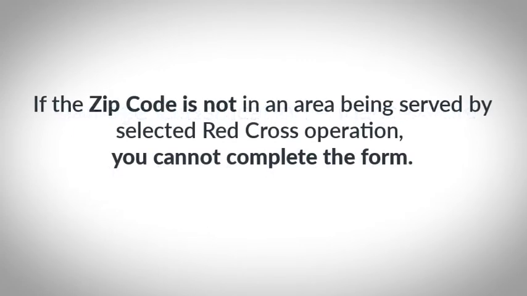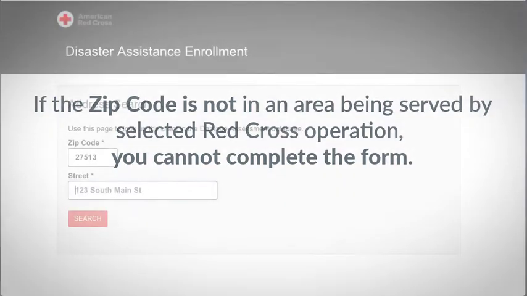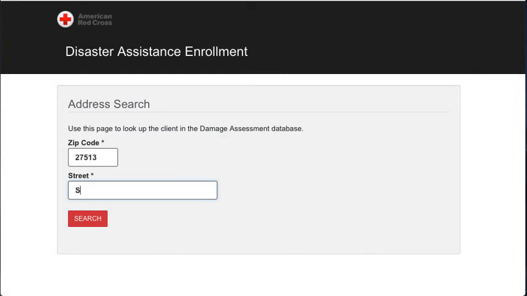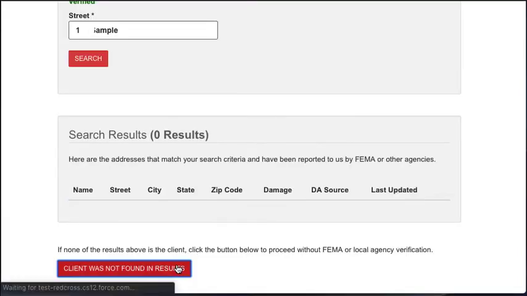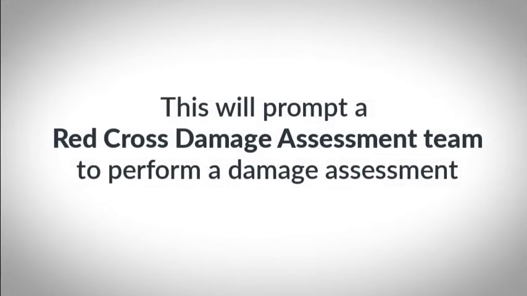If the system finds that the entered zip is not in an area being served by the selected Red Cross operation, you cannot complete the form. If no matched damage classification is found, proceed with completing the form by clicking Client was not found in results. This will prompt a Red Cross damage assessment team to perform a damage assessment for the residents after the form is submitted.